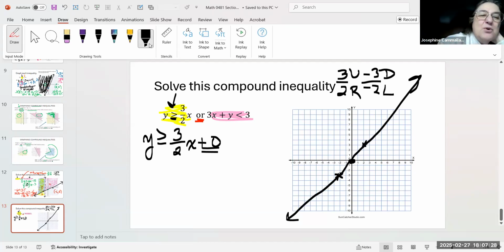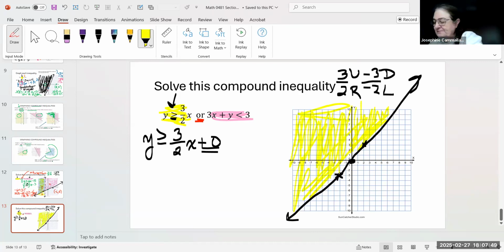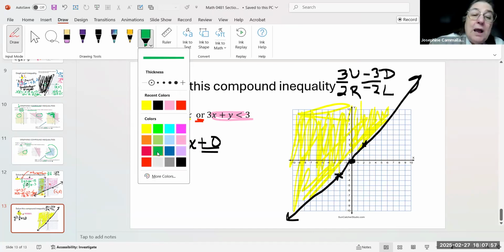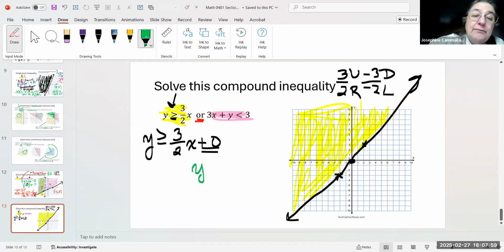Okay, now, where are the y values greater? They're up here. They're in this yellow area. Okay, they're above my line. Well, let's now go to the next one. Well, we got to solve this one for y. So this is y is less than -3x plus 3.